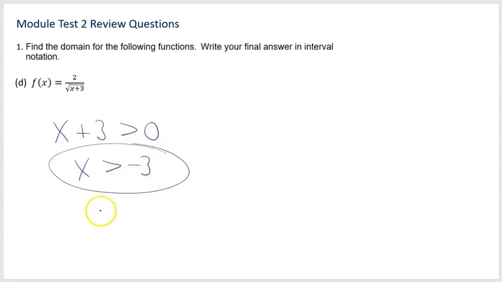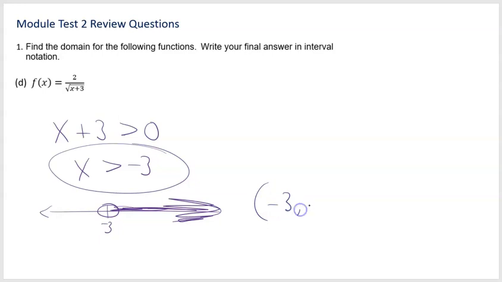That is the domain, but not in interval notation. So I have negative 3. Since x is bigger than that, we're talking everything to the right and not including the negative 3. So final answer in interval notation is negative 3 to infinity.